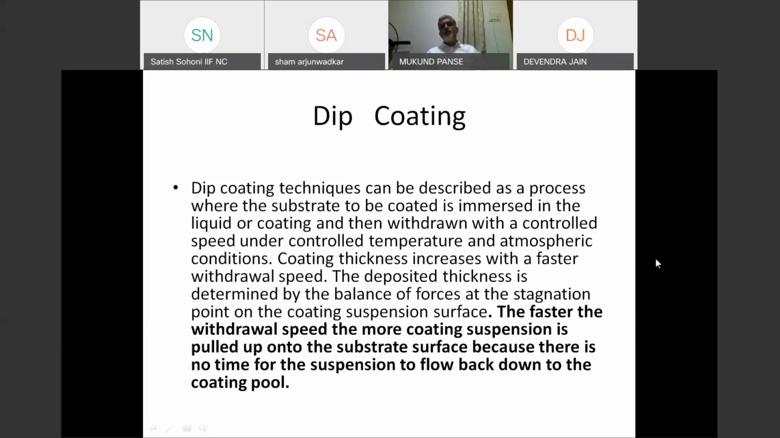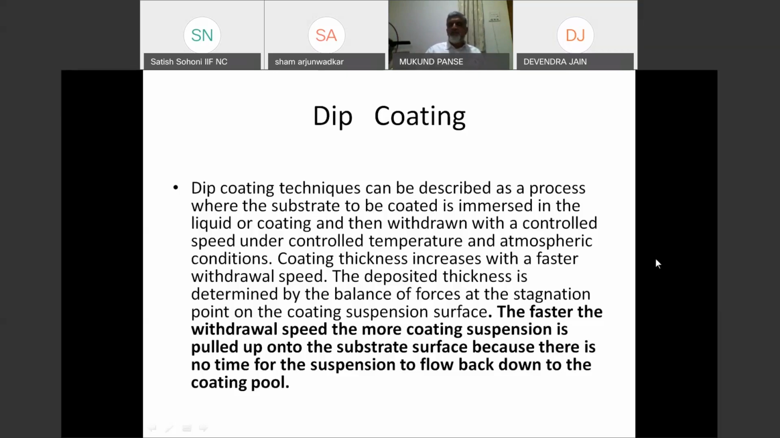Third process is dip coating. Dip coating is mainly used for cores, that also when the cores are small and large production runs are there. So you can standardize the coating thickness which you get. If you dip it and withdraw it fast, there is no sufficient time for the paint to drop back into the tank and the thickness will be more. Also, the faster the withdrawal speed, the more coating suspension is pulled onto the substrate because there is no time for suspension to flow back.